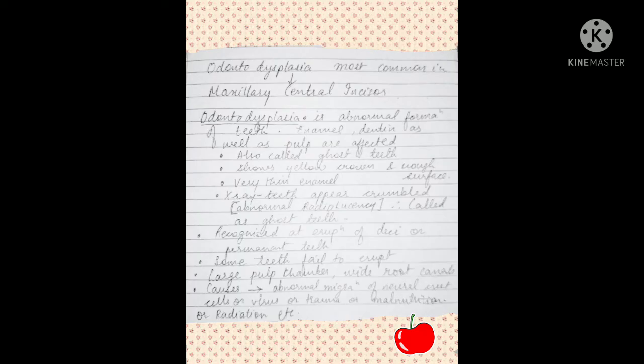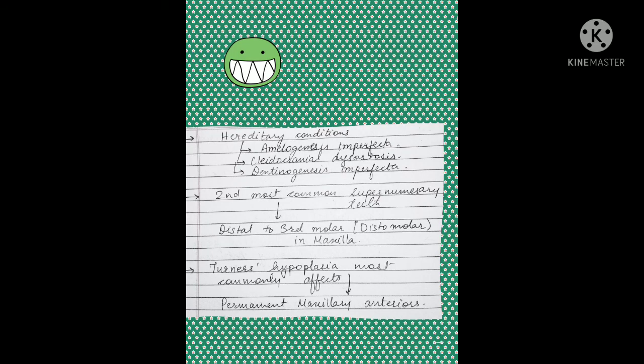What are the causes of odontodysplasia? The causes can be abnormal migration of neural crest cells, or a viral infection, or trauma, or malnutrition, or radiation. Okay, so moving on to the next question. What is common between dentinogenesis imperfecta, cleidocranial dysostosis, and amelogenesis imperfecta? The common thing is all these three conditions are hereditary in nature.